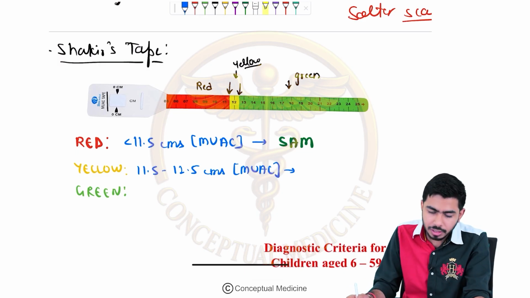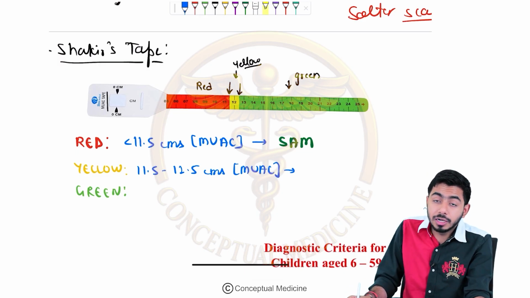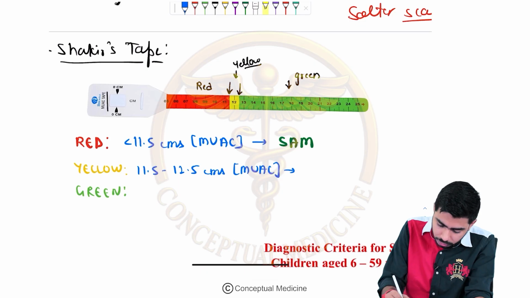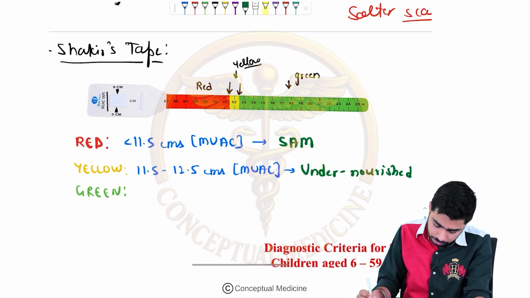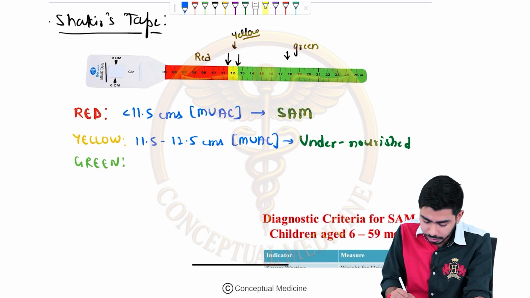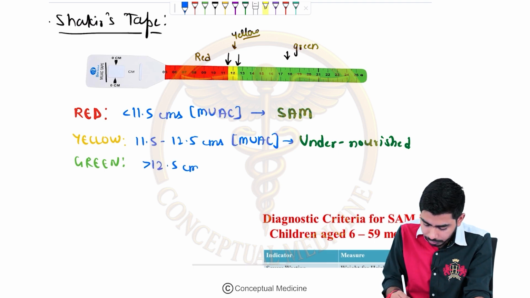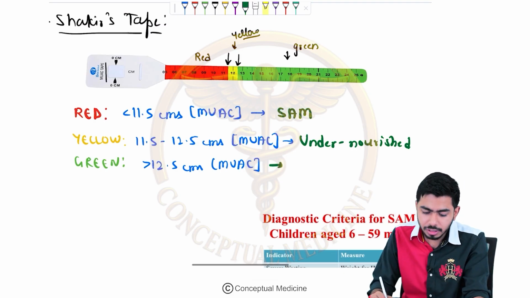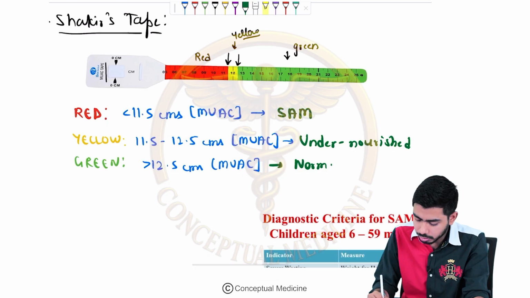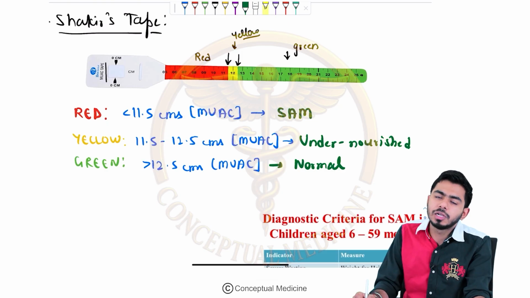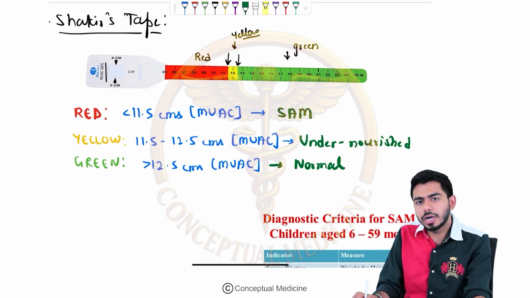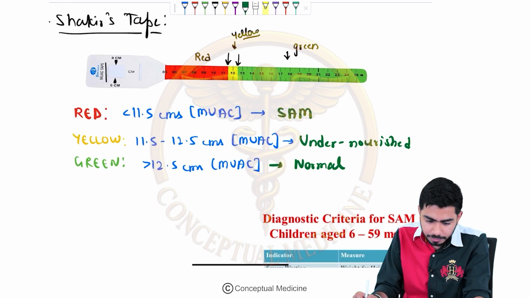Then in those cases we are saying it is the yellow range, that is undernourished, right? The child is undernourished over here. What about the green range? That is more than 12.5 centimeters mid upper arm circumference, and here we will be considering that as a normal child, right? Because this is the green range. So red is severe acute malnutrition, yellow is undernourished, and green is the normal child, right?